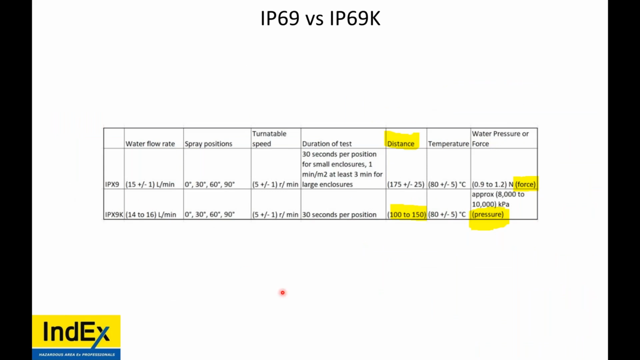So what is the difference? Well, IP69 is measured by force, while IP69K is measured by pressure. I'll leave you to research that a little more, but specifically IP69K, the distance that the pressure washer, the nozzle, is up to 50 millimeters closer to the device. So it's a more stringent test.